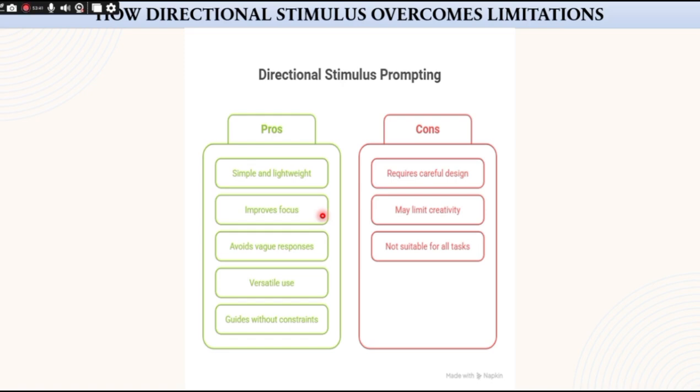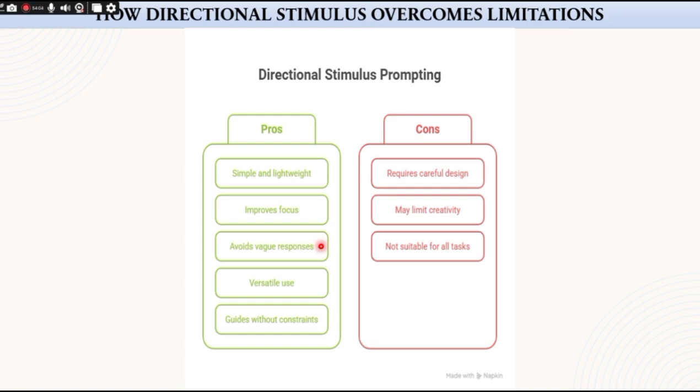So it improves relevance and focus, which is the second one. So zero shot prompts may lead to generic answers, but directional stimulus prompting ensures that the model's response is more specific, relevant, and targeted. So the third one is it works well across domains. So whether it's writing, analyzing, explaining, or planning, this method applies to almost any task where focus matters.